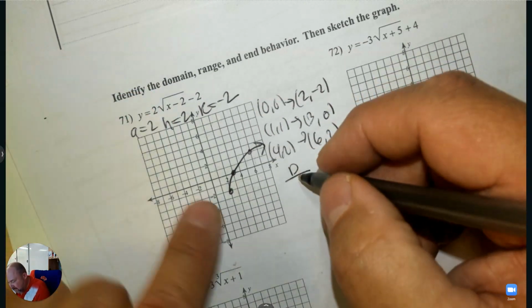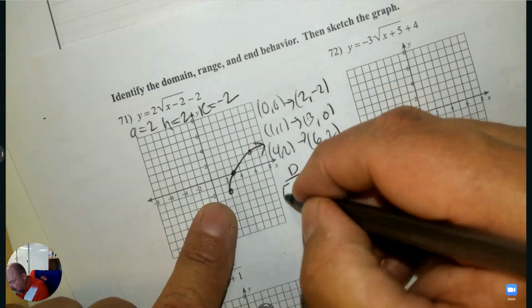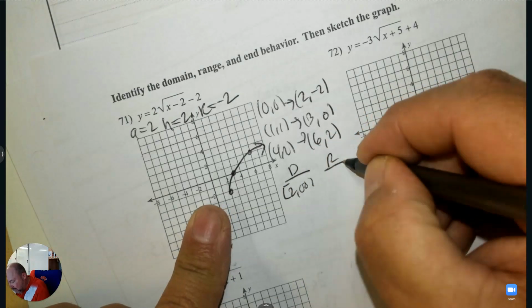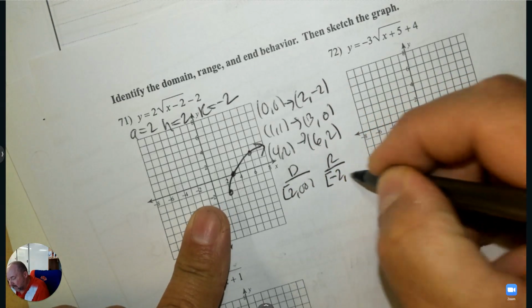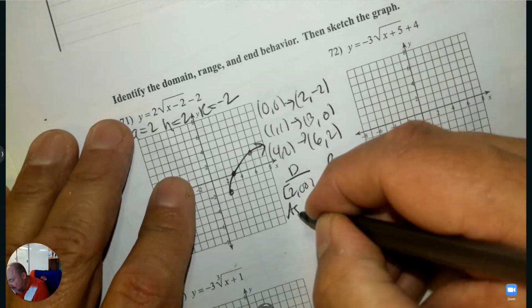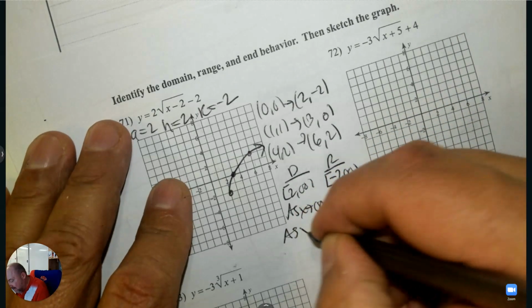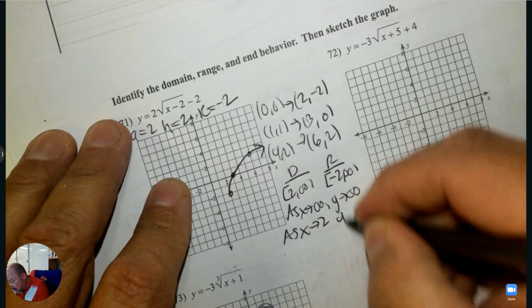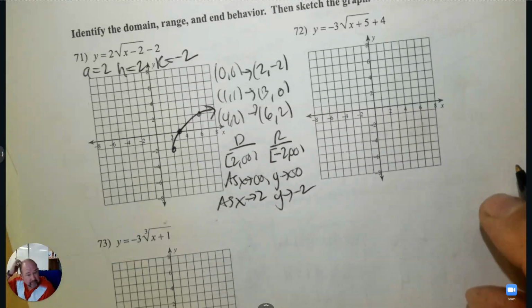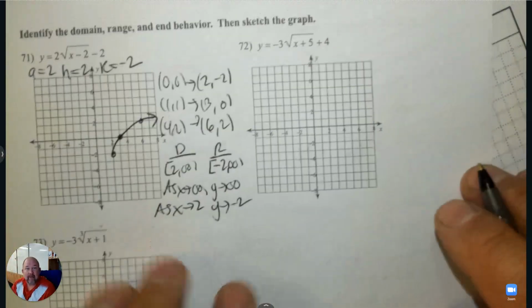The domain of this one goes from h, so that's 2, to infinity. The range of this one goes from k, which is -2, to infinity. And the end behavior, the right end goes up, and the left end goes to hk. So that's 2 and -2. All right, try the other square root.